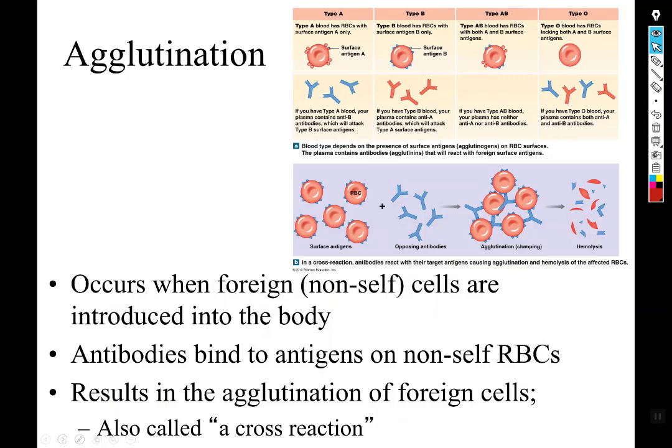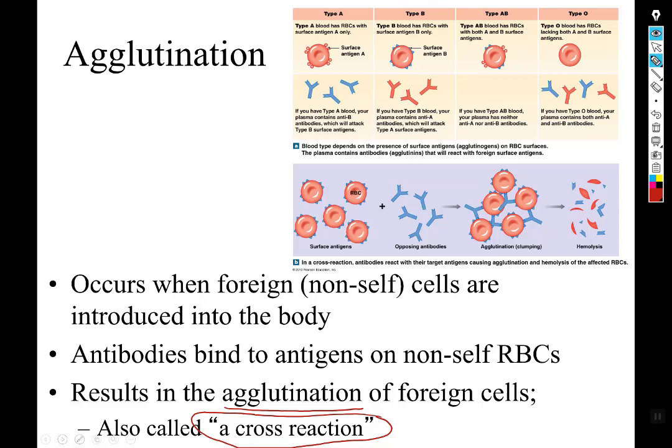When foreign or non-self cells are introduced into the body, in this case blood cells, antibodies are going to bind to the antigens on the non-self cells. This results in something called agglutination. It's also called a transfusion reaction or a cross reaction, just meaning that the wrong kind of blood was inserted into a patient and the patient's own plasma antibodies attacked the donor blood.